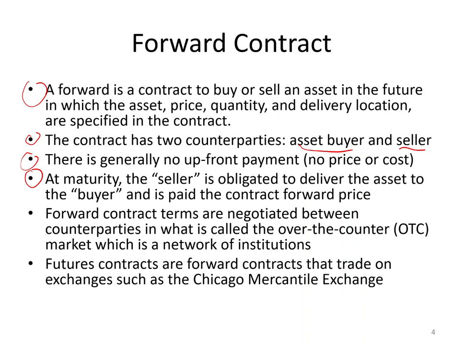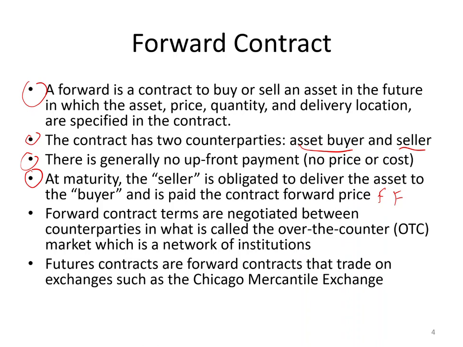And at maturity, at that future date in the contract, the seller is contractually obligated to deliver the asset to the buyer and is paid the contract forward price, which is usually denoted by a lowercase f or an uppercase F.